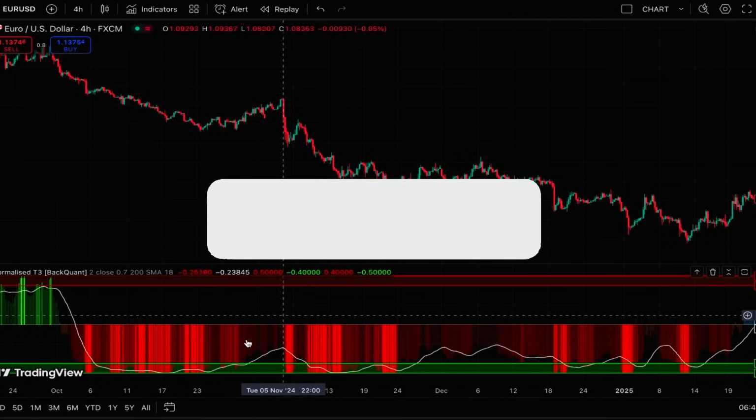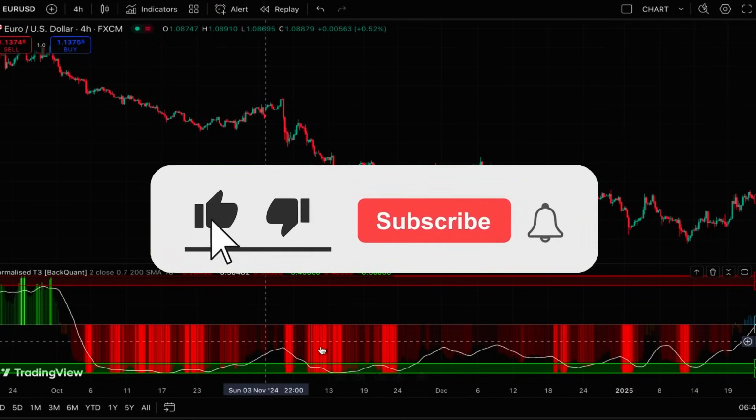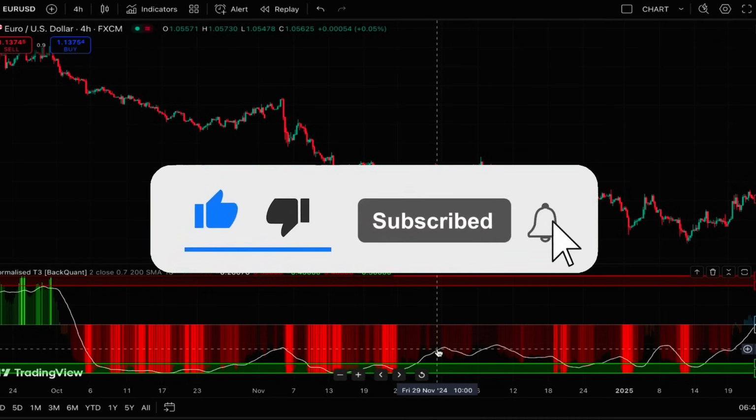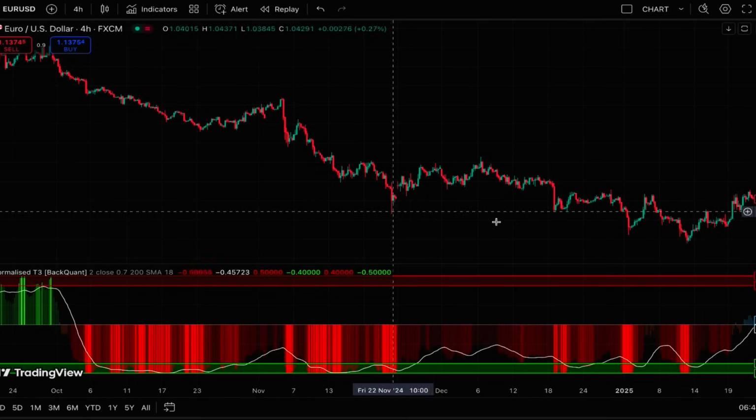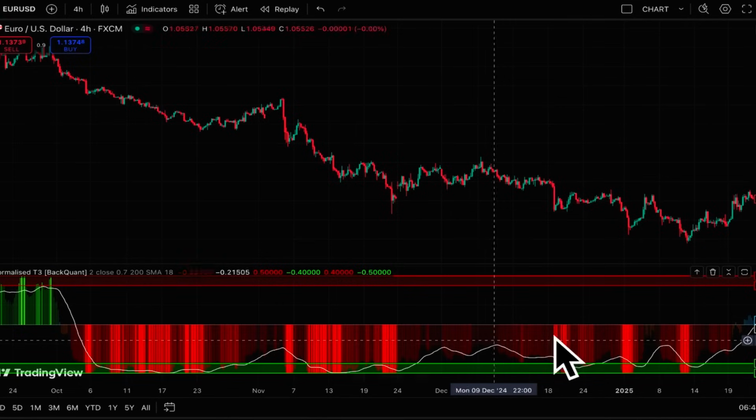On the other hand, when the histogram is below the center line, the color is red, and it tells us that the market is trending down. In this part of the chart, you can clearly see that the price is in a downtrend, and the histogram is below the center line and red.